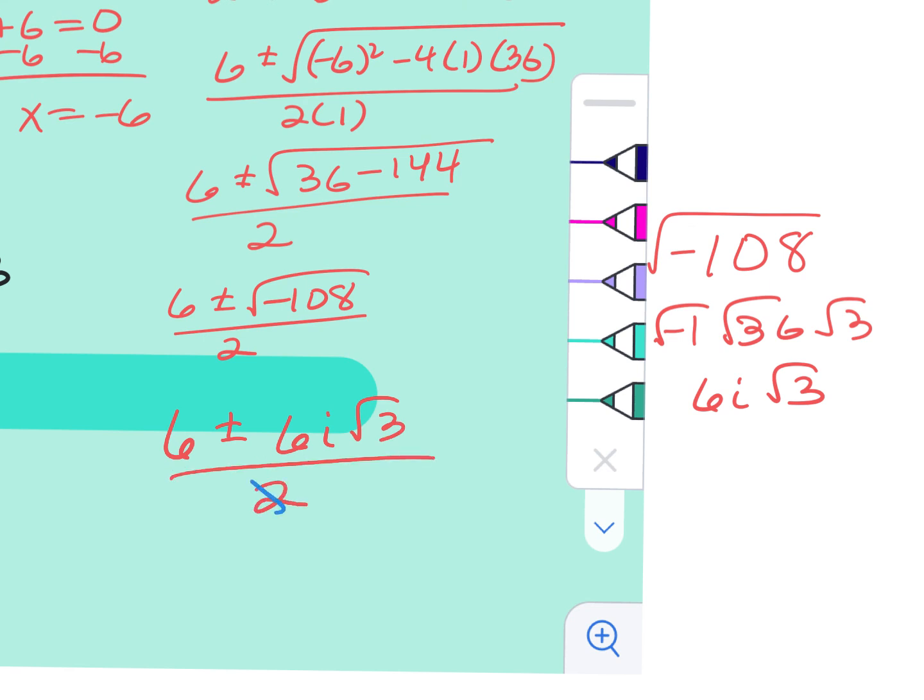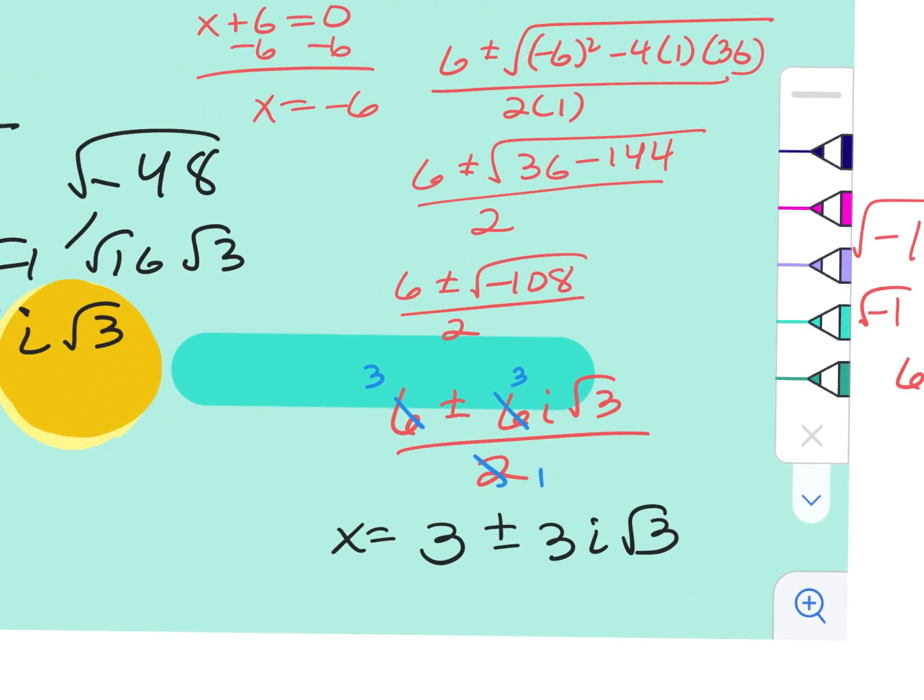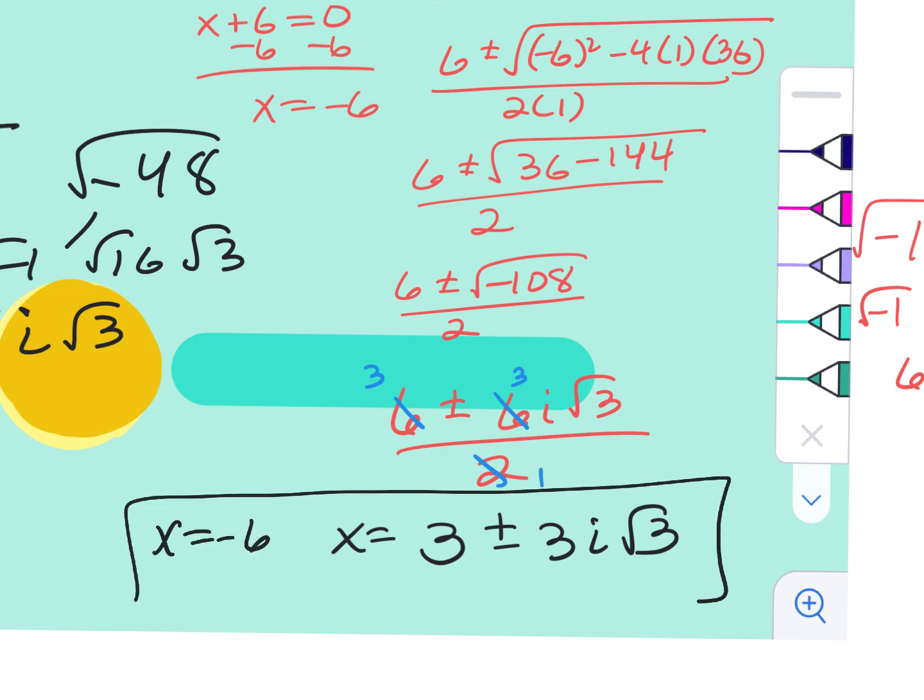Now I can simplify, make that a 1, a 3, a 3. Final answer, 3 plus or minus 3i radical 3. So these are your two imaginaries, and we also had the one real. So don't forget about including on your answer line the real and the two imaginaries. So that was just a review of factoring cubes. Yes? For the two imaginaries, can we just put like plus or minus? Yes. So on the test, you can put plus or minus. You don't have to pull them apart.